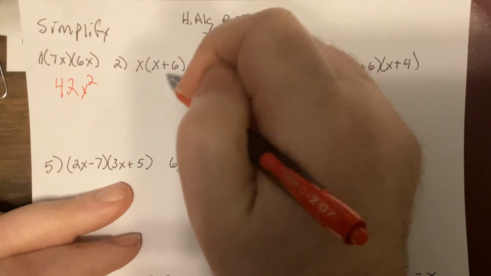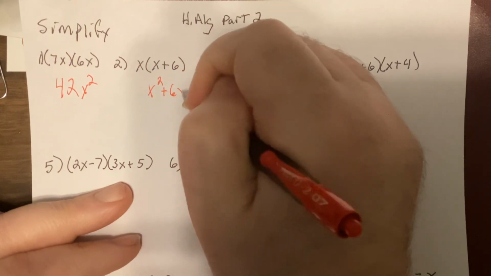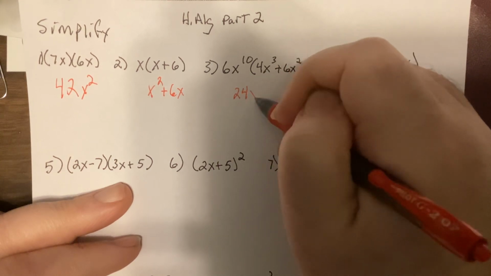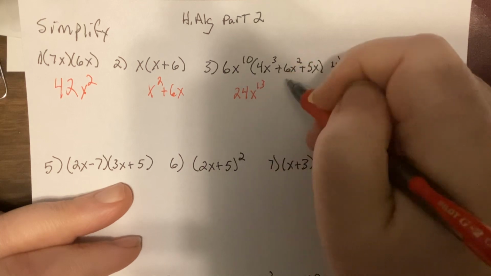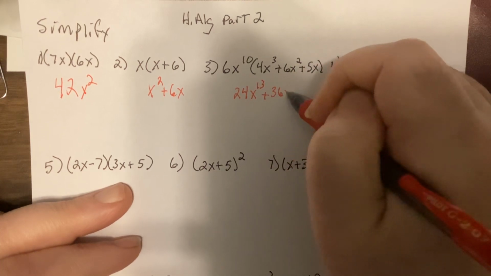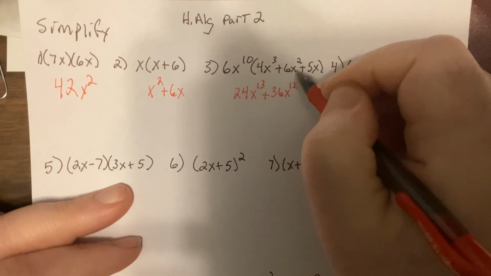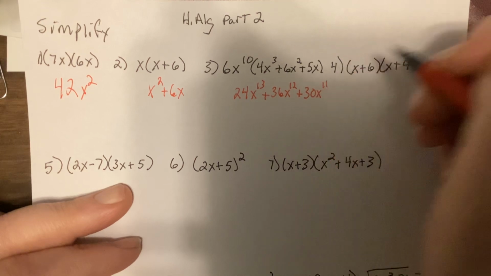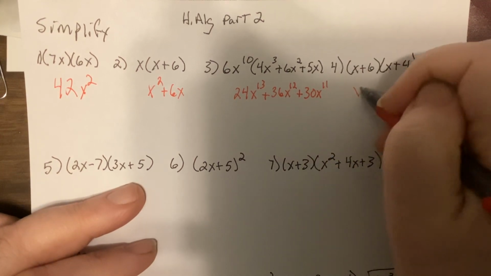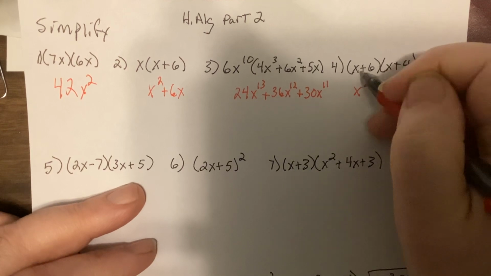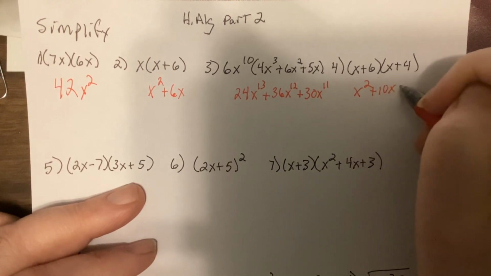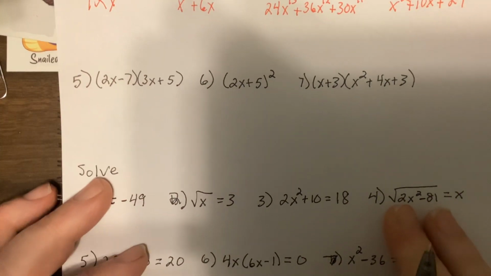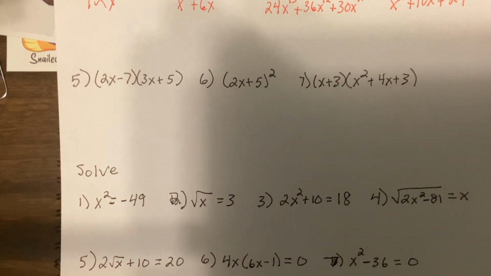Okay, so to distribute x, you'd have x squared plus 6x. Distribute 6x to the 10th, you'd have 24x to the 13th plus 36x to the 12th, because when you multiply two things with the same base, you add, plus 30x to the 11th. And here you FOIL, it'd be x squared, 6x and 4x is 10x, plus 6 times 4 is 24. Okay, try these 3 and then turn me back on.